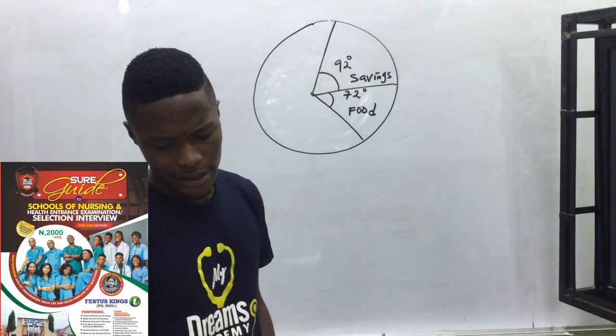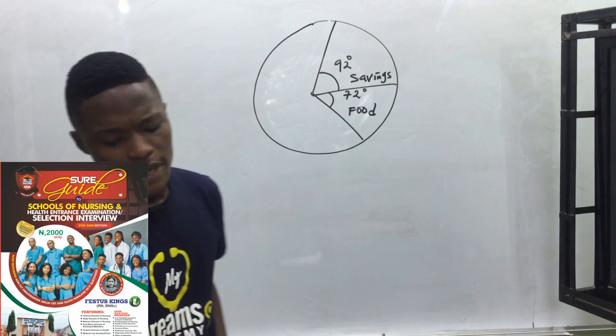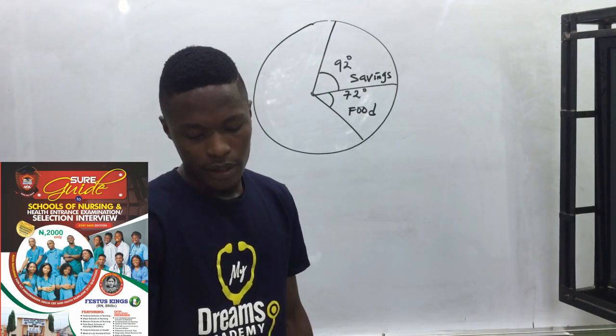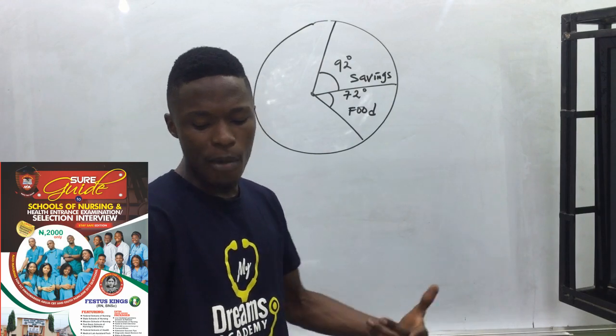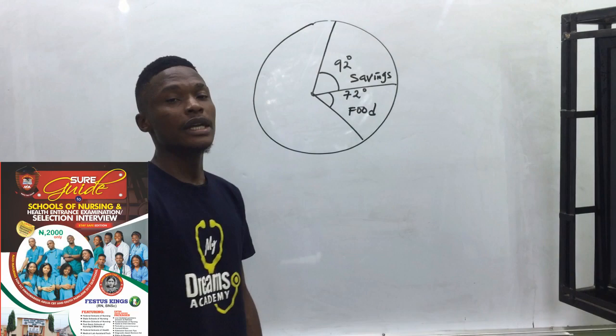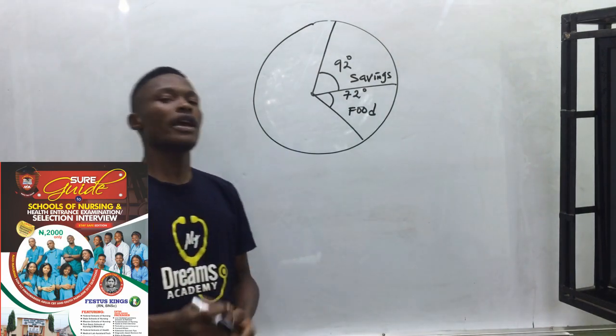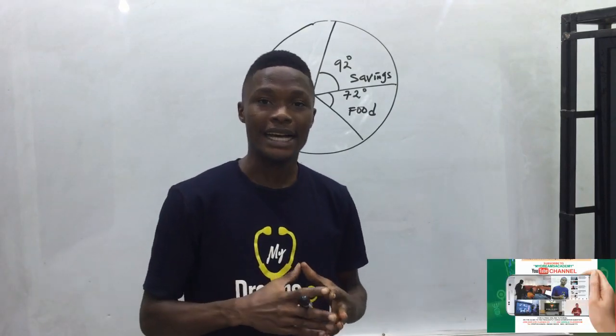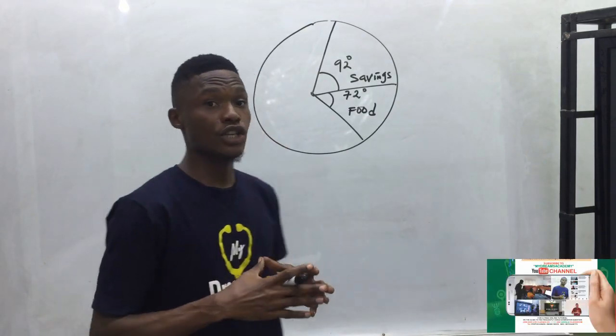Now the question says, from the above pie chart, if a man earns 300,000 monthly, then number 8 asks, how much does he spend on food? Now, anytime we see a pie chart, it is just a circular representation of a particular data. A circular representation of data.